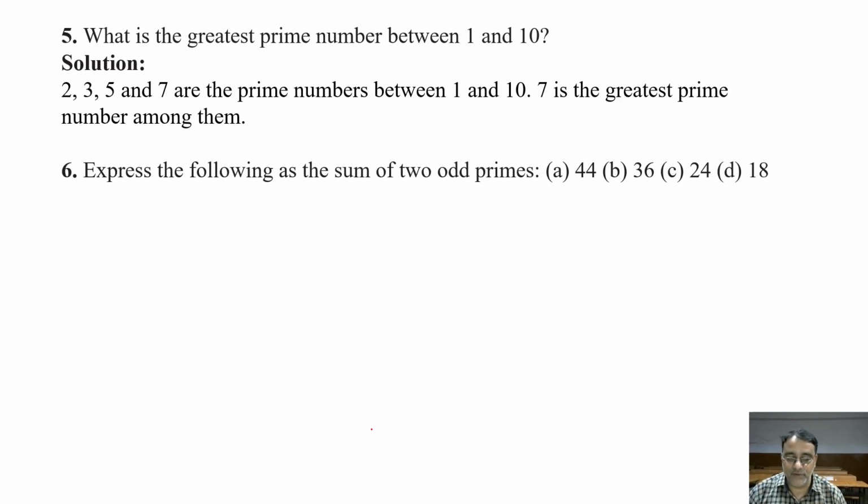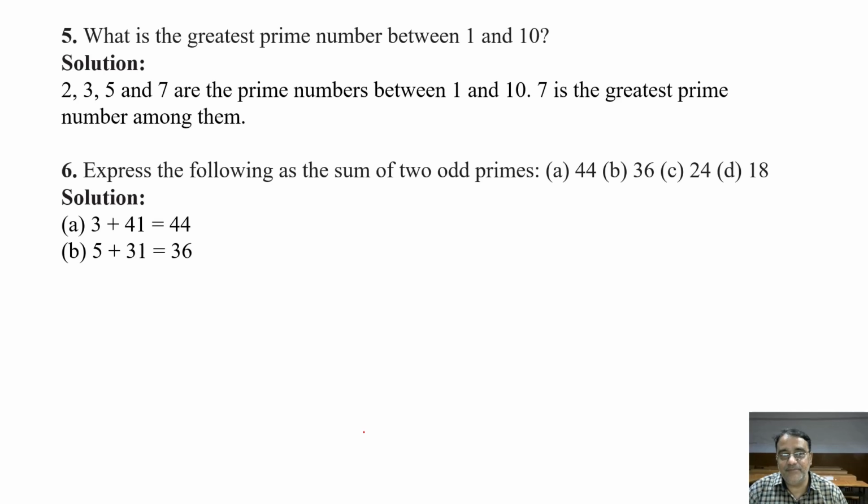First, 44. 44 we can write 3 plus 41. In other ways also you can write. Okay. And 36. 36 we can write 5 plus 31. Right. And 24 we can write 5 plus 19 or 7 plus 17 also you can write. And 18 we can write 5 plus 13 or you can write 7 plus 11 also. कोई भी एक आंसर लिखना.